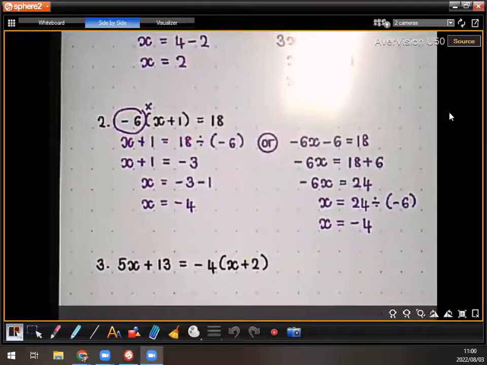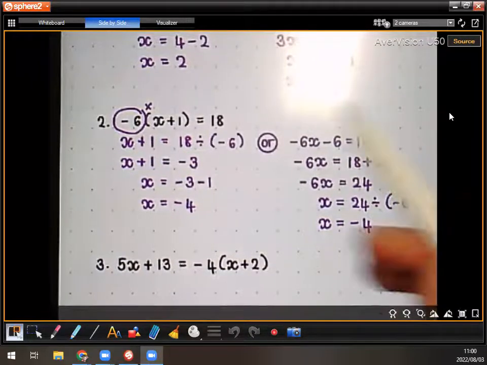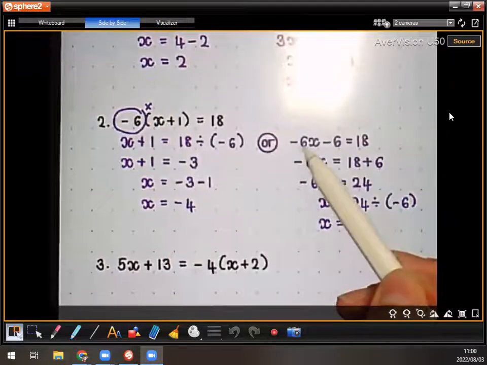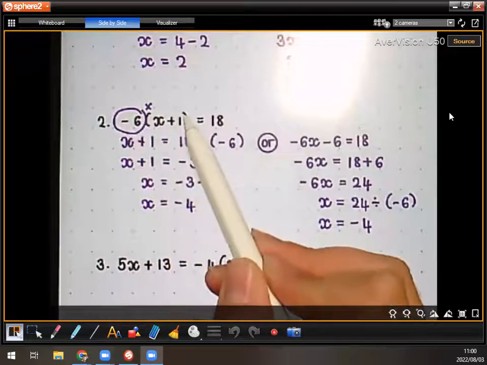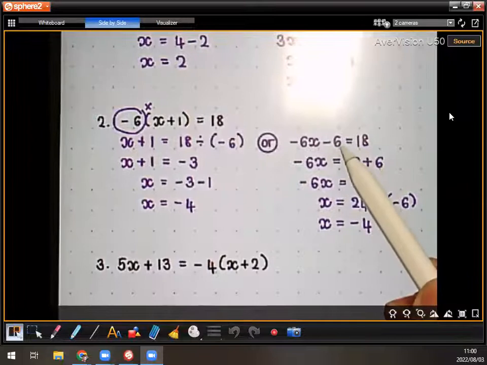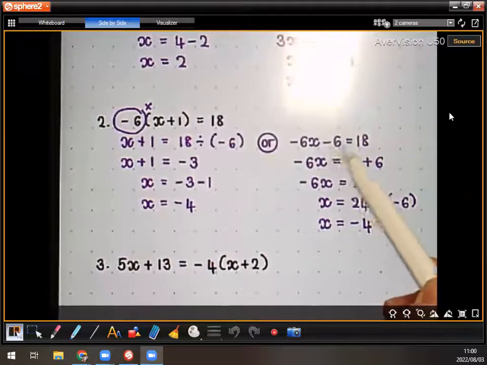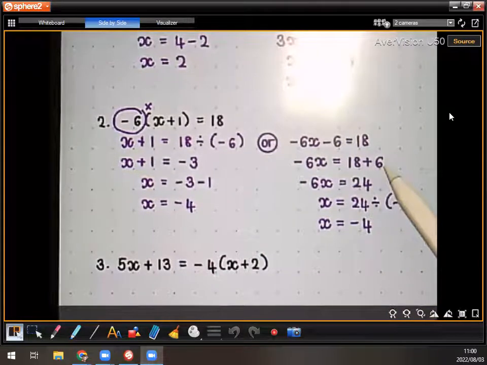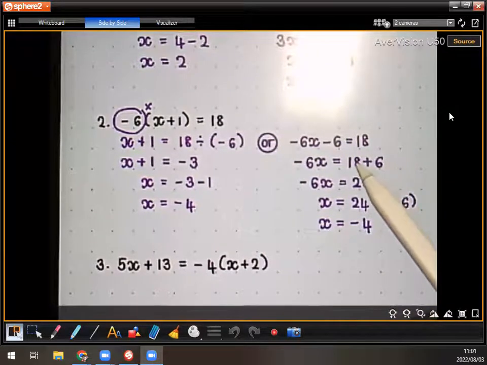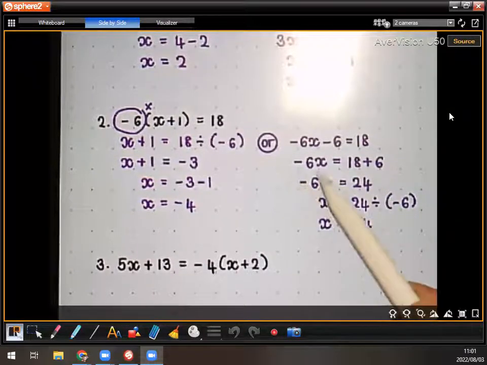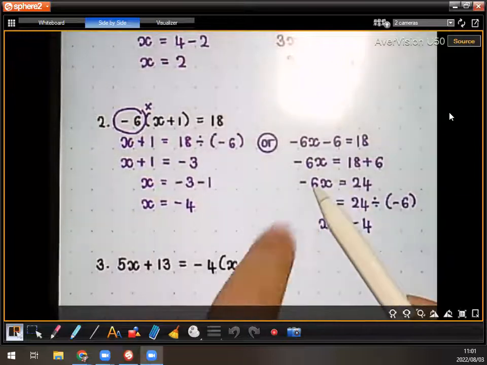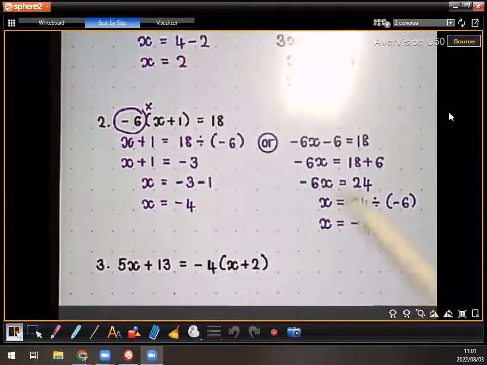Okay, if you used the other method, you would say -6 times x is -6x, and -6 times +1 is -6, and that is equal to 18. Then the opposite of subtracting 6 is adding 6, because 18 plus 6 is 24. And now here again, I'm multiplying x by -6, so I have to divide by -6 on the other side. So 24 divided by -6 is -2.